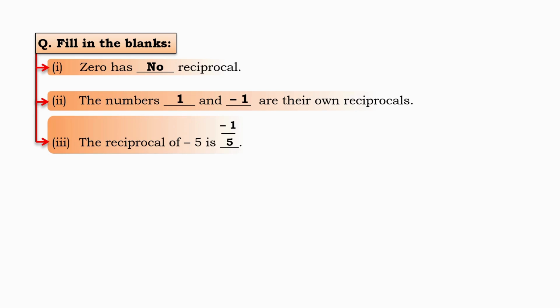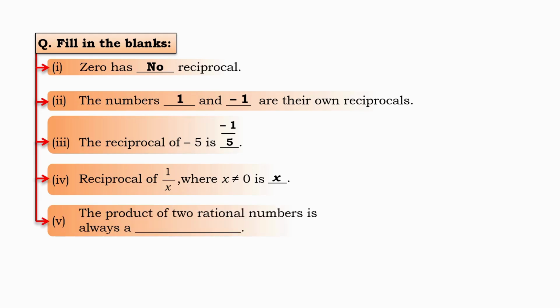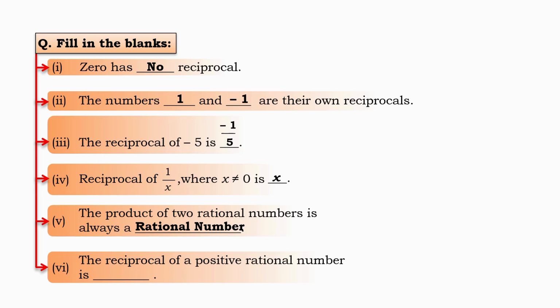The reciprocal of minus 5 is minus 1 by 5. The reciprocal of 1 by x, where x not equal to 0, is x. We just need to swap the denominator and numerator position. The product of two rational numbers is always a rational number. The reciprocal of a positive rational number is positive.